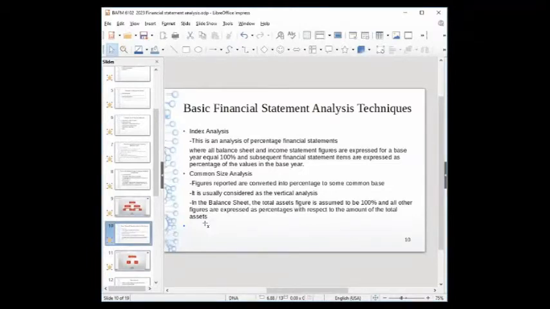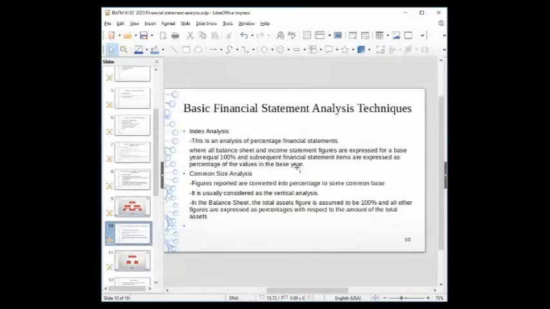There are many methods or techniques that are used to analyze the financial statements. We have index analysis. This is an analysis of percentage financial statements, where all balance sheet and income statement figures are expressed for a base year equal to 100%, and the subsequent financial statement items are expressed as a percentage of the values in the base year.